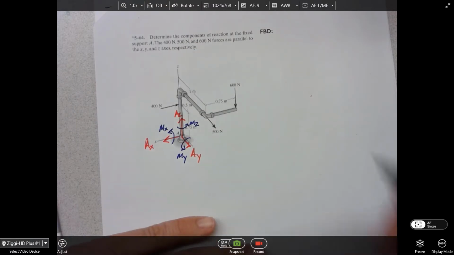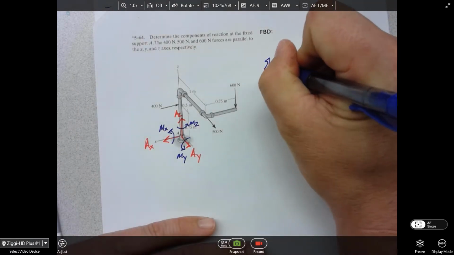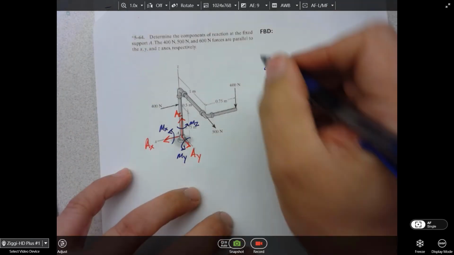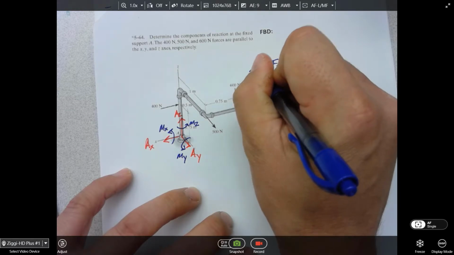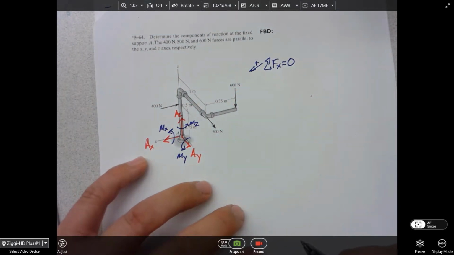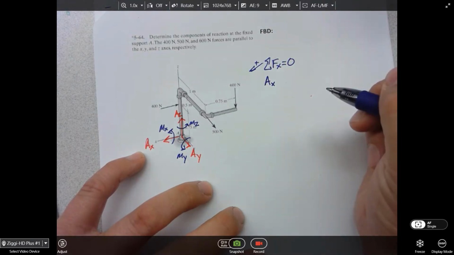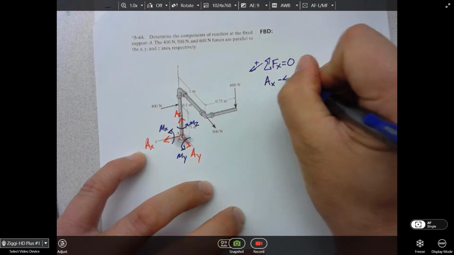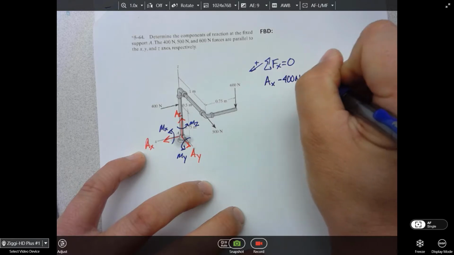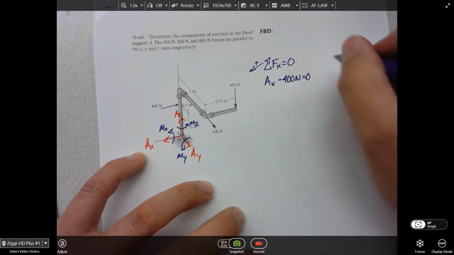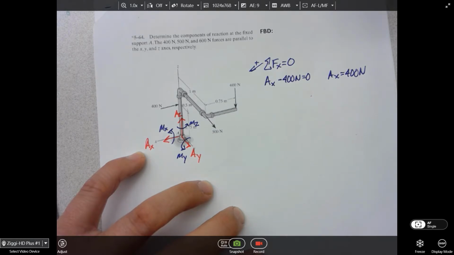Okay, so let's start with the sum of the forces in the x direction has to be equal to 0. And we're going to say down in this way is positive x. So it looks to me like we're going to have A sub x. Anything else in the x direction? Minus 400 newtons equals 0. So I'm going to go with A sub x is equal to 400 newtons.